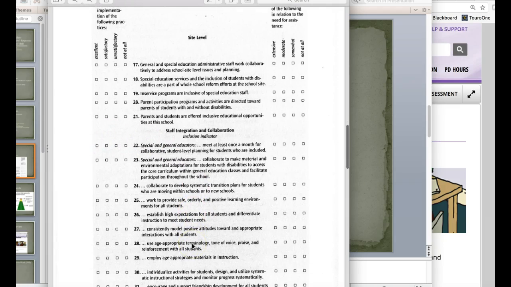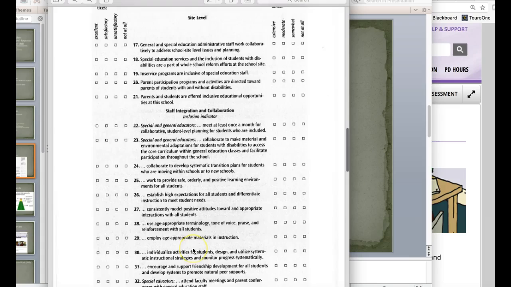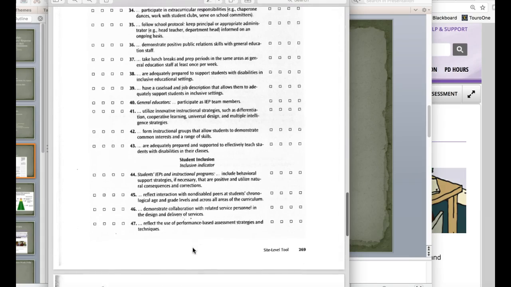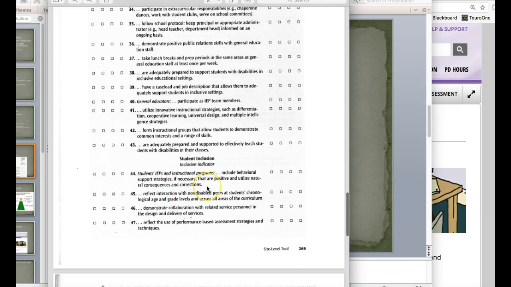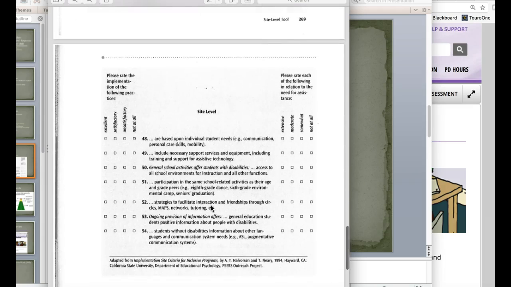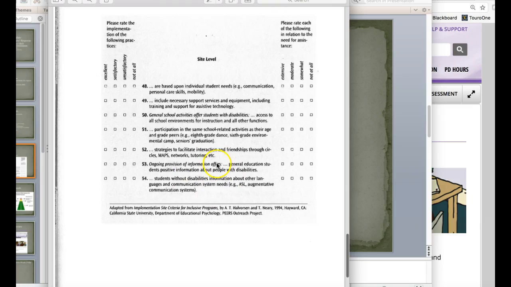And then it provides even more examples of that, so to see how much they're working together. And then the final part is student inclusion. Students' IEPs and instructional programs include behavioral support strategies, if necessary, that are positive and utilize natural consequences and corrections. So it goes through and asks also about all the students.